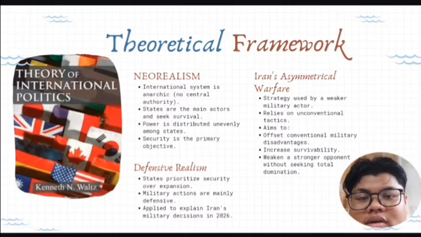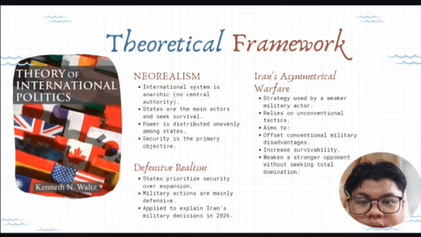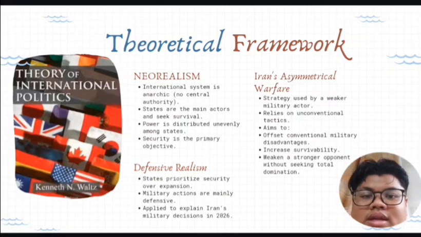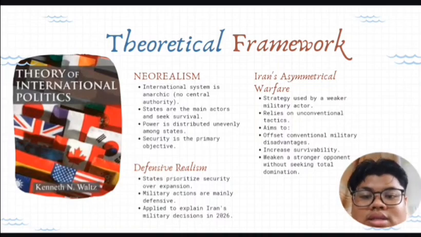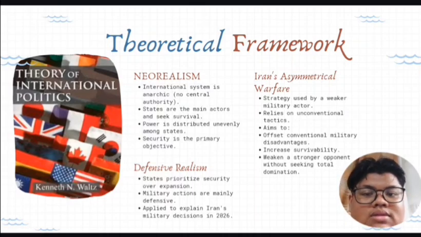Instead of matching conventional military power directly, the weaker side employs unconventional tactics to reduce the enemy's advantage while preserving its own capabilities. In Iran's case, asymmetrical warfare allowed the country to compensate for its relatively weaker conventional military capabilities by using strategies that increase its resilience and impose costs on a stronger adversary. Therefore, defensive realism provides a useful framework to explain why Iran adopts this military strategy as a means of ensuring its national security and survival.